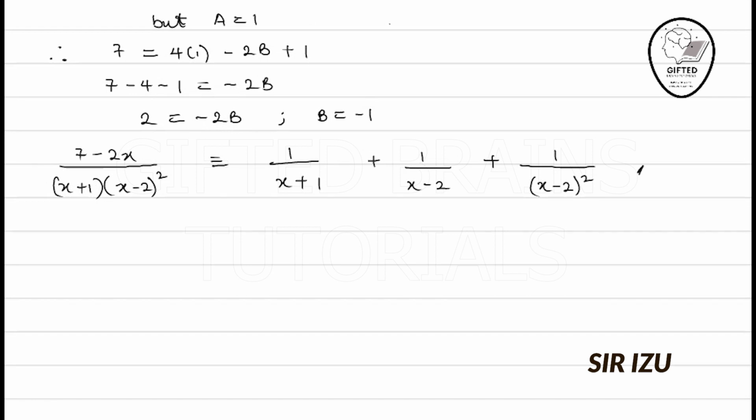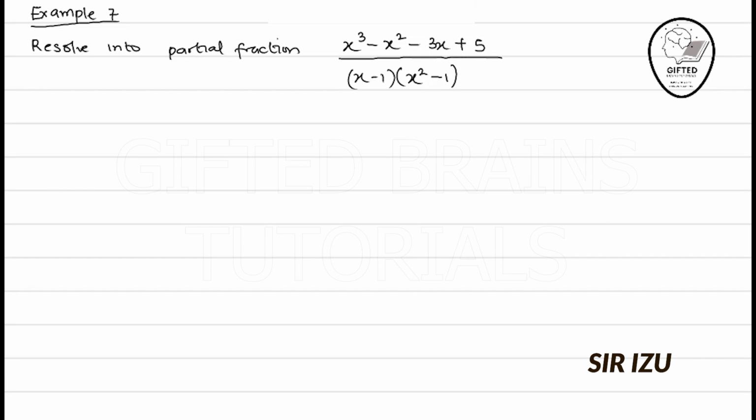So let's take another example now. Example 7. Now look at this question. We have to resolve into partial fractions x cubed minus x squared minus 3x plus 5 all over x minus 1 into bracket x squared minus 1. The first thing to ask ourselves, subject it to rule number 1 first. Are we going to divide? That's the first question. Are we going to divide?